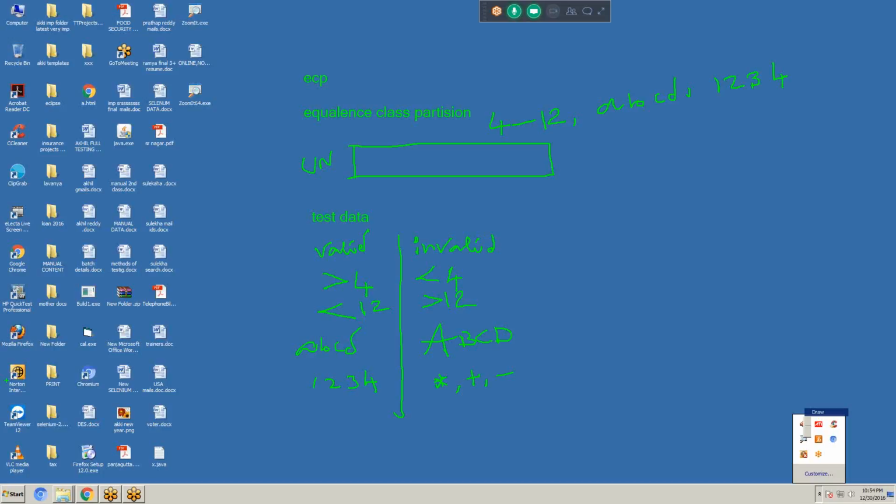So one is valid, other one is invalid. With the help of valid inputs, if you do testing, that is called positive testing. With the help of invalid inputs, that is called negative testing. Equally we are dividing the valid data and invalid data, so that's why it is called equivalence class partition.